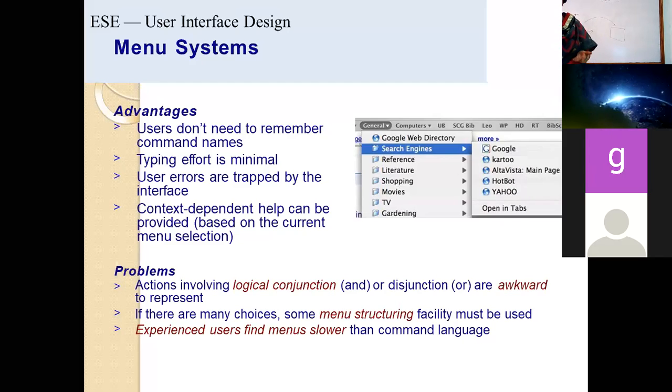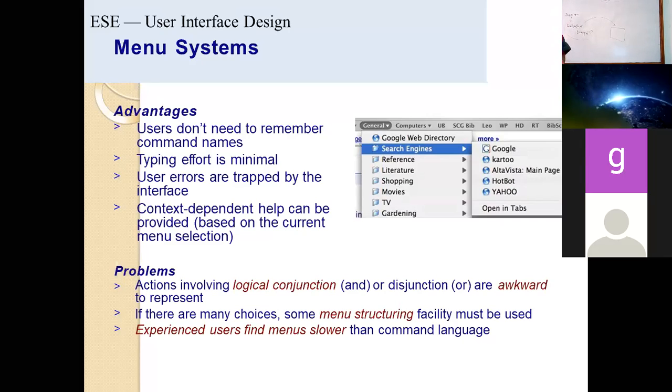But that is not required in the case of the menu system. Only selecting the thing and using it is simple in the menu system. Another advantage of the menu system is that typing effort is minimal, so user errors are trapped by the interface. Context dependent help can be provided based on the current menu selection. You can get that help from the context dependent help section.